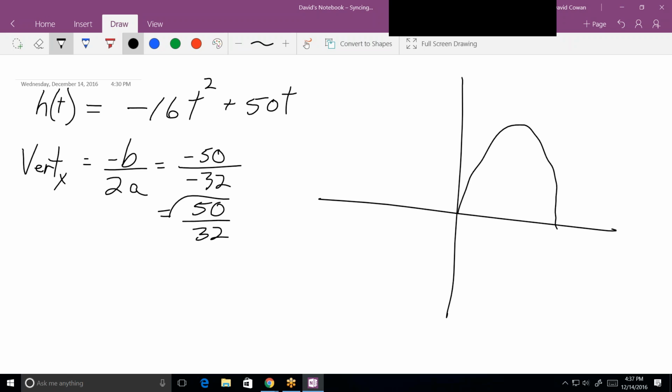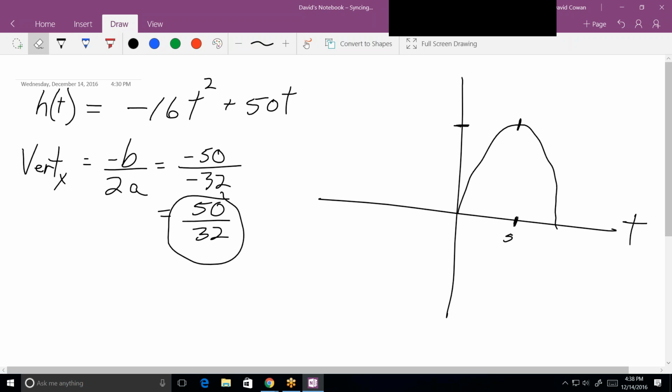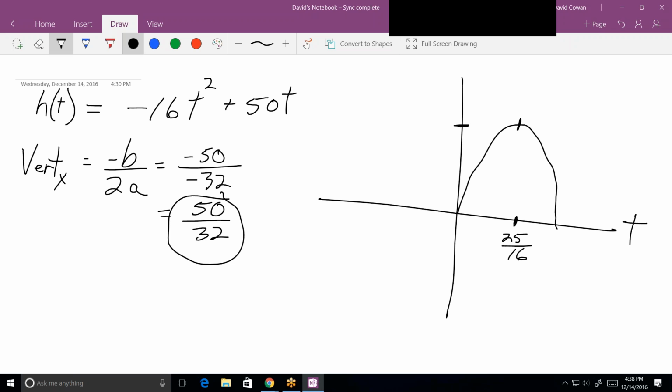And what that means is that at that time, a little less than 2 seconds, the football will reach its peak height. In other words, that measurement right there is 50 over 16, which reduces to what? 25 over 16? Yeah, that's 25 over 16 on the t-axis.